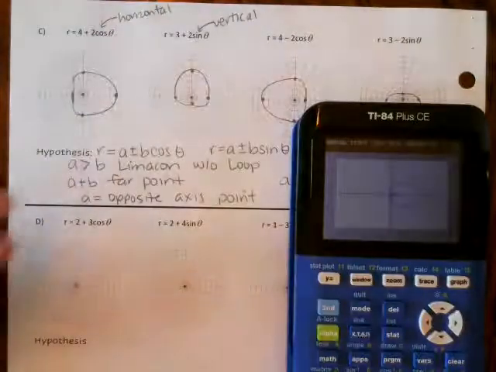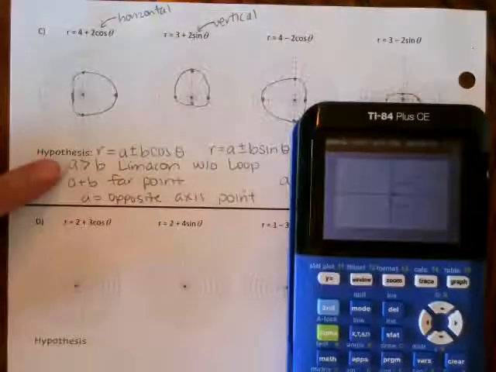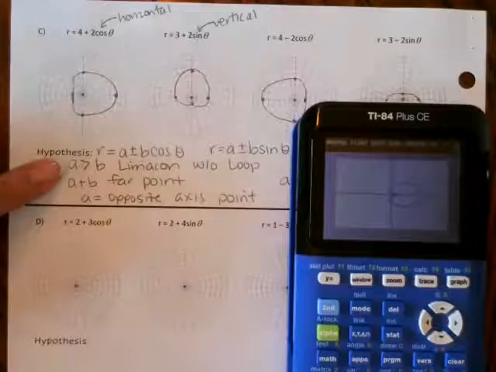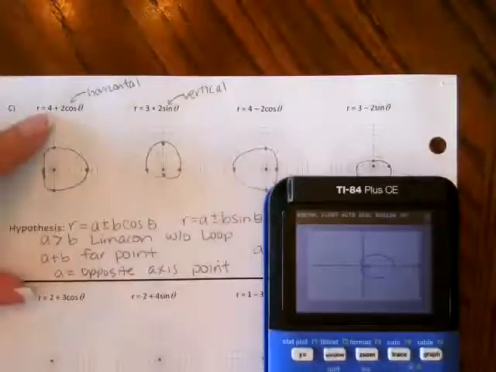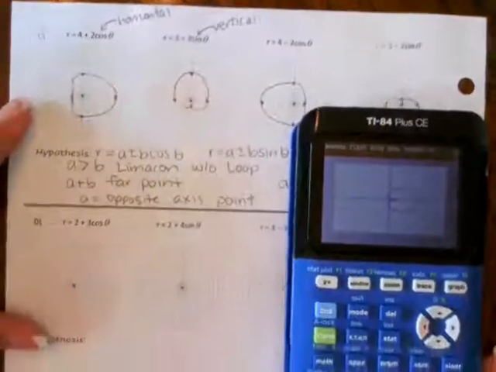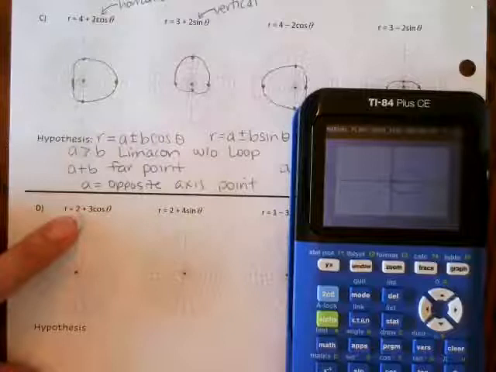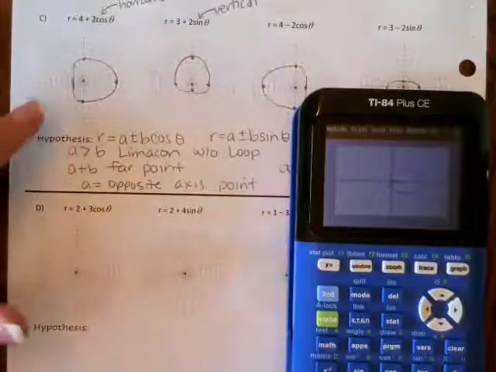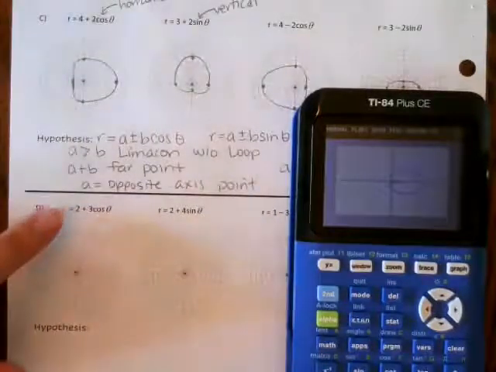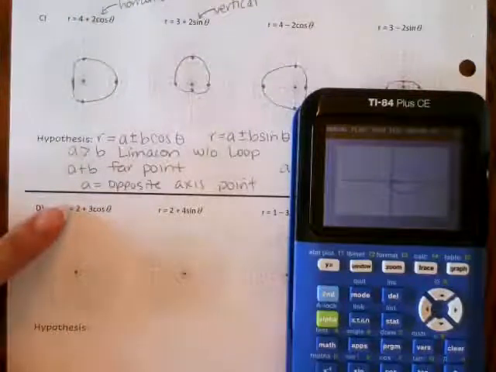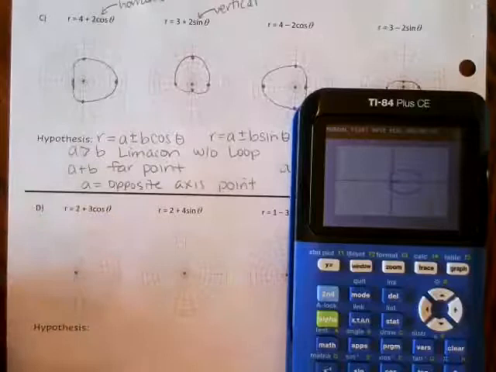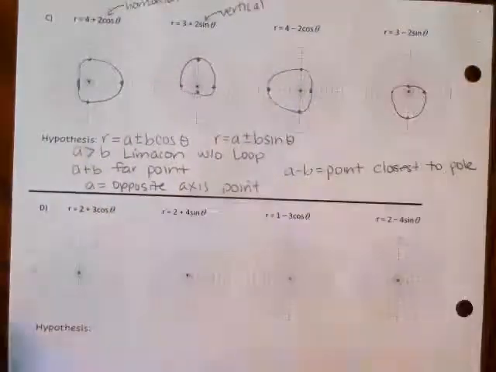All right, so the difference between those, in this case, a was greater than b. So our number in the front here was bigger, and that's what made that a limacon without a loop. Here, the number in the front is smaller, so that's what's going to make the limacon with the loop. This one will be without the loop because the number in the front is bigger. This one will be with the loop because the number in the front is smaller. So go ahead and graph those on there, and then we'll summarize our findings.